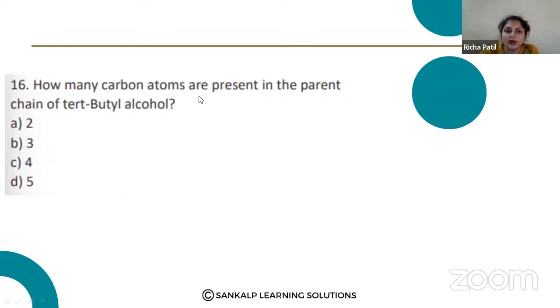How many carbon atoms are present in the parent chain of tertiary butyl alcohol? We'll write the structure of tertiary butyl alcohol: CH3, CH3, CH3, and OH. Tell me how many carbon atoms are present here. Yes, C is the correct answer. There are 4 carbon atoms. Most of you have answered it right.